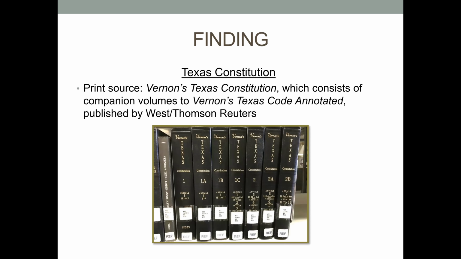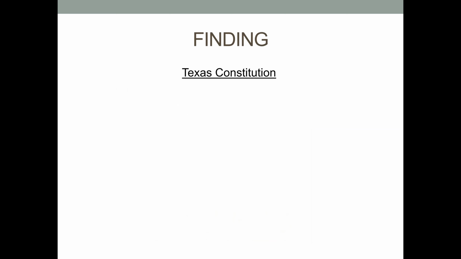And here's a picture of those black bound volumes that concern the Constitution. As with United States Code or the USCA or USCS, these volumes tend to come part and parcel as companions with similar looking statutory codes called Vernon's Texas Codes Annotated. Now you can also find the Texas Constitution online on Westlaw or Lexis. And so let me show you how to find it on Westlaw as an example.